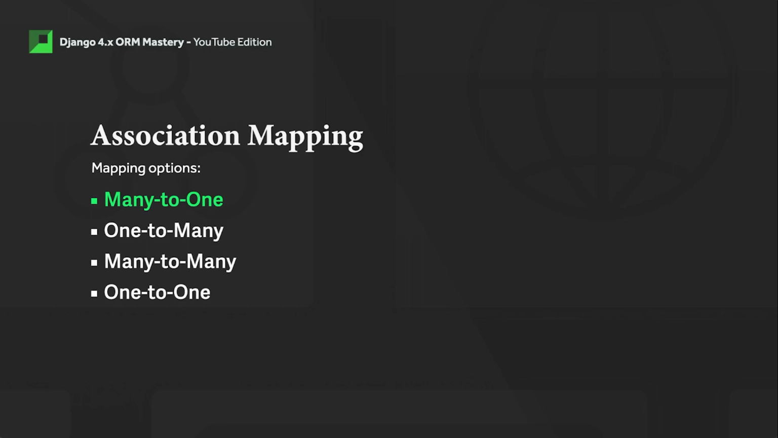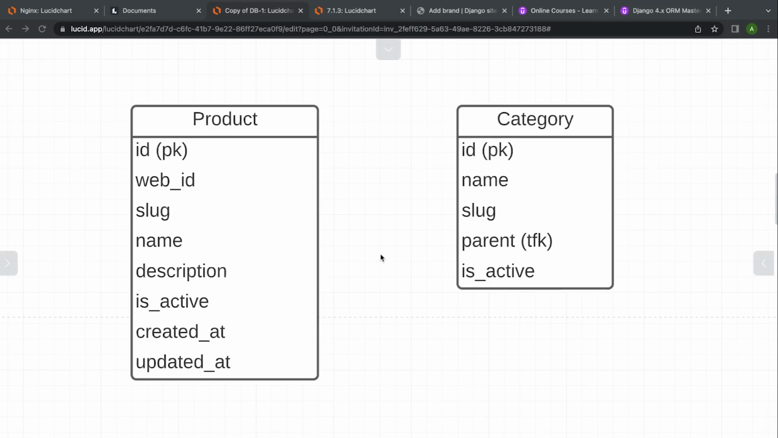So we need to decide whether these two tables have any relationship and whether they need to be associated and connected together to build an association mapping. And then we need to decide whether we should have a many-to-one, one-to-many, many-to-many, or one-to-one connection or mapping between these two tables. So the first question, is there an association between product and category? So the answer to that is yes.